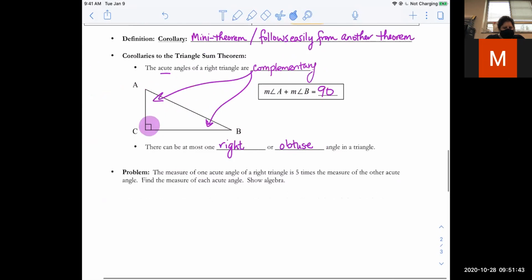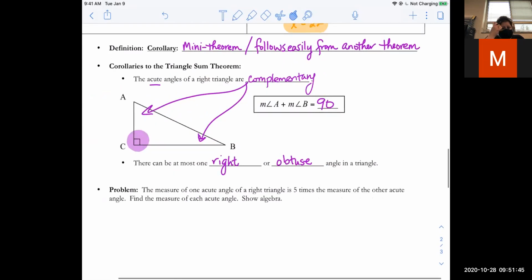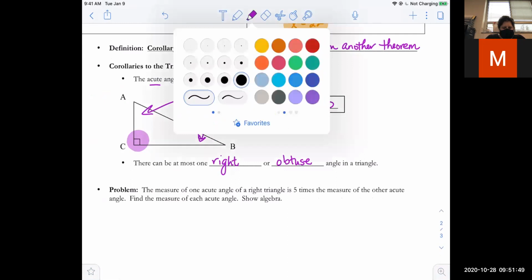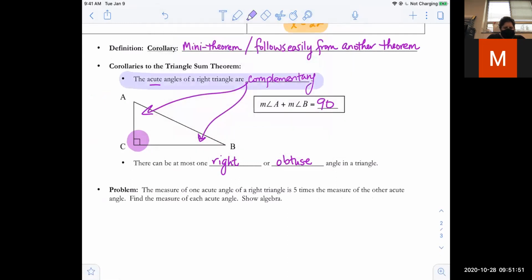So those are both corollaries of the triangle angle sum theorem. The acute angles of a right triangle are complementary, and there can be at most one right or one obtuse angle in a triangle.